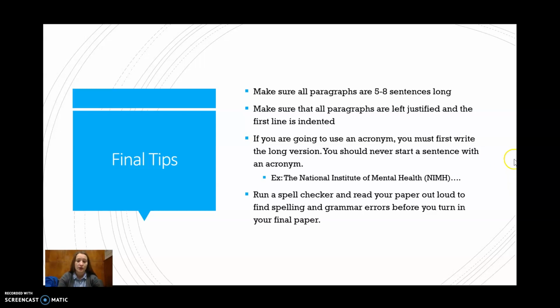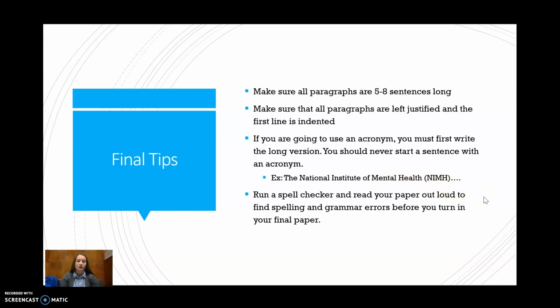And then if you're going to use an acronym, this is something we've seen in a few papers, you need to first write out the whole name and then put the acronym in parentheses, and then after that you can use just the acronym except for when you start a sentence, okay? So for example, if I was talking about the National Institute of Mental Health, I would have to write that out and then put NIM. And anytime I started a sentence with the National Institute, I would have to start it with the full name. You can't just write NIM stated to start a sentence. You always have to use the full name.